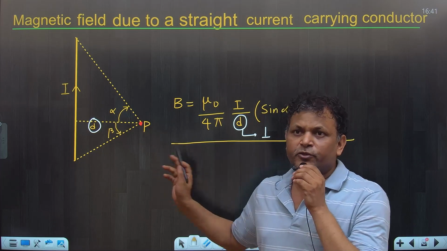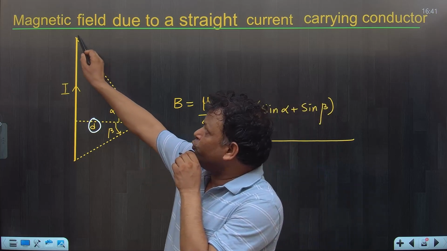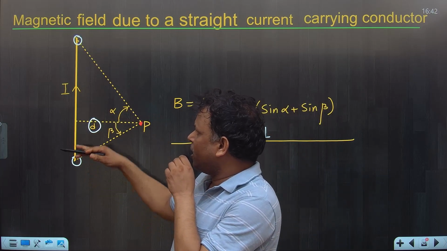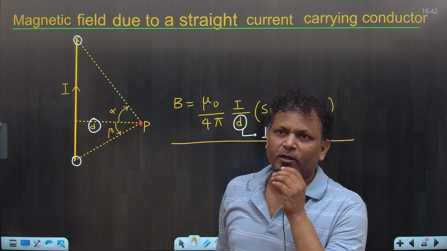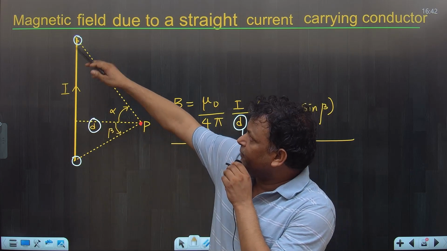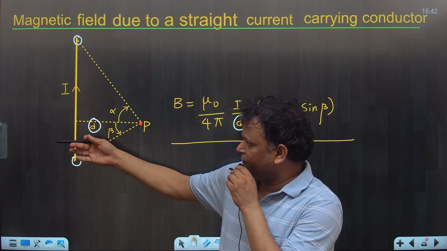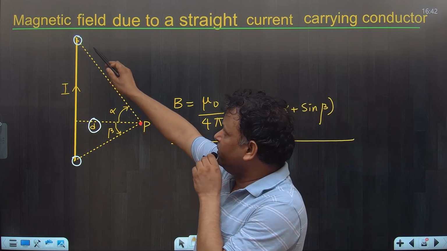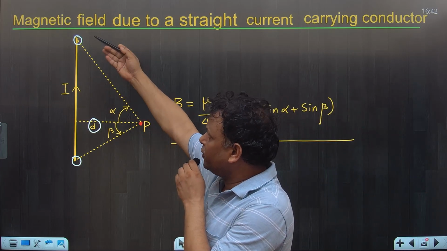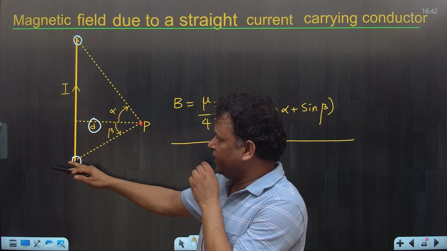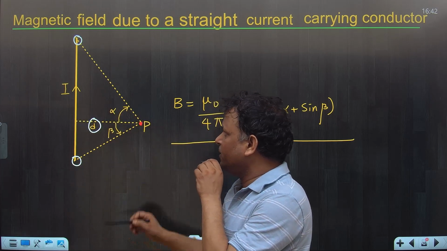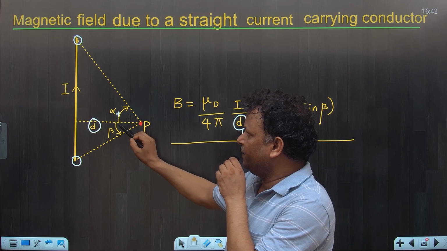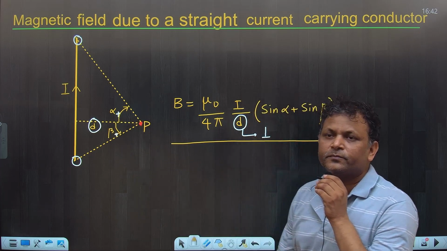In this situation, these two ends are on either side of the perpendicular. This end is on that side and this end is on this side. So when one end is on the upper side of the perpendicular and the other end is on the lower side of the perpendicular, then alpha and beta are both positive.